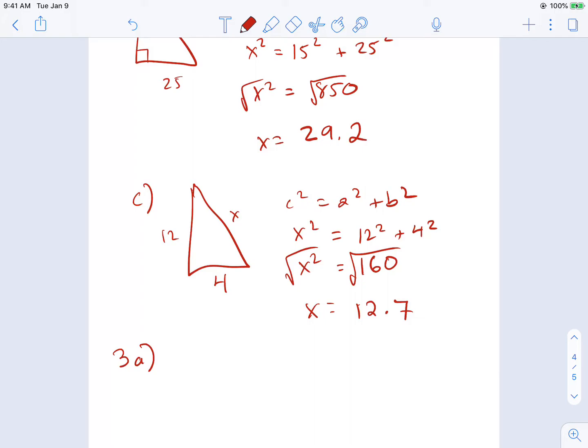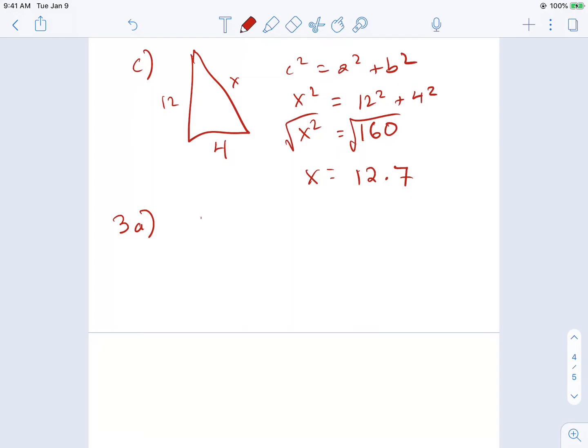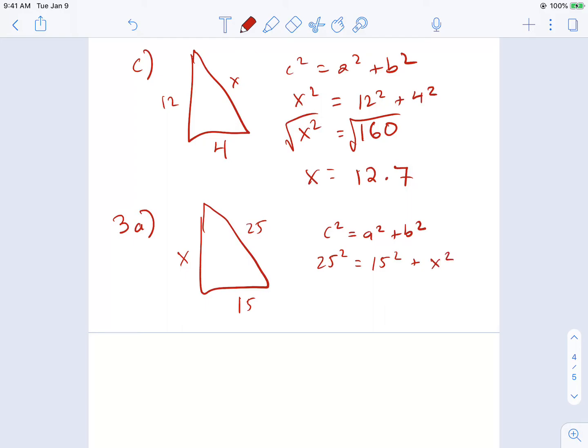3a. Number 3a. So 3a says we have a triangle that looks like this with 25, 15, and we have x. Perfect. And then we want to figure out, okay, what's the length of the indicated side? So again, we'll use our formula. C squared equals a squared plus b squared. Now our c squared here is going to be 25 squared equals a squared, which is 15 squared, plus b squared, which is now going to be our x squared.